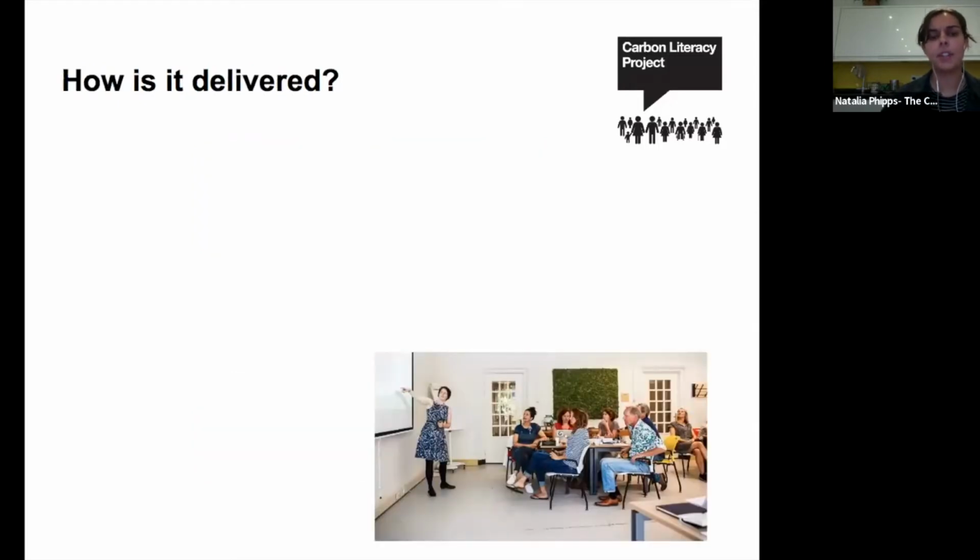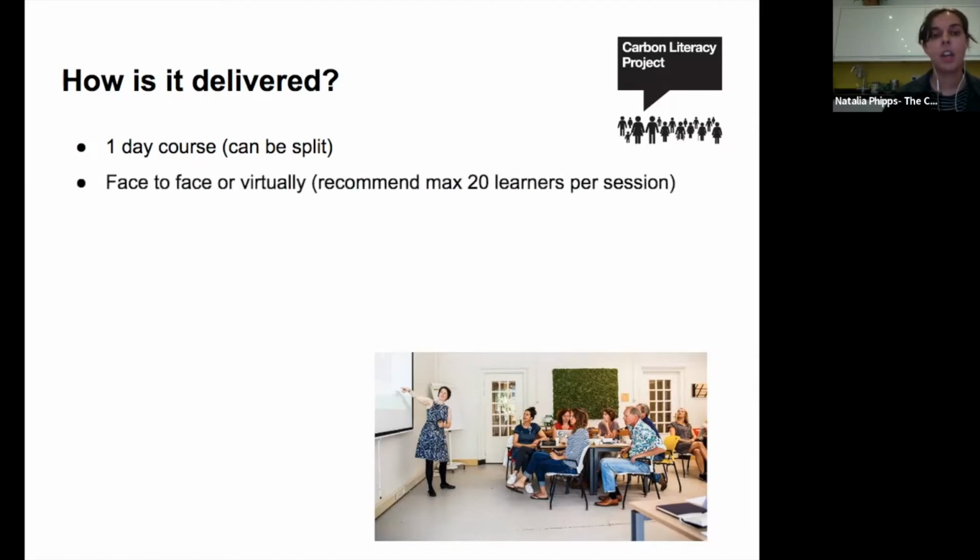And how is it delivered? There's a number of different ways that you can deliver carbon literacy. It really is designed to be adaptable for your specific organisation, depending on how you wish to run the training. So it is a one-day course, but it can be split how you like. It could be two half days. You could split it into 4 evening classes over a month. It is really up to you. You can deliver it all together in one session. You can deliver it face-to-face or virtually, depending on your working situation at the moment and where your staff are working. And we recommend about 20 learners per session.